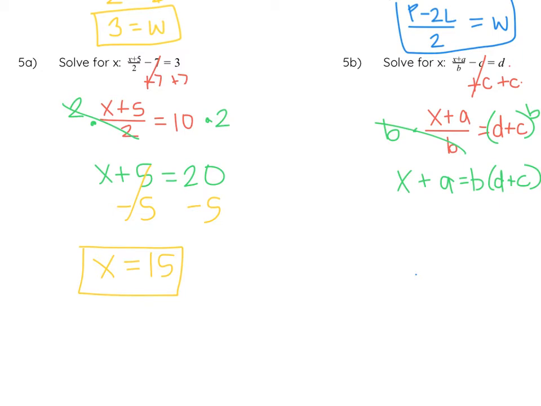The last thing that I need to do to get x by itself is move the a. I'm going to move the a by subtracting a on both sides. So x is equal to b times (d plus c) minus a. Really ugly, but that's all you have to do. You just can't combine any of those because they're all different variables and they're not like terms.